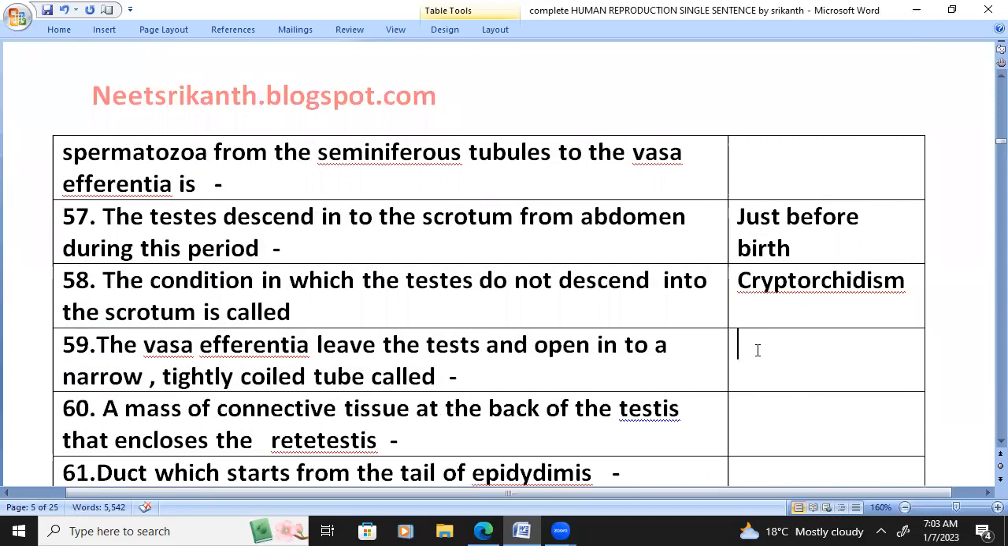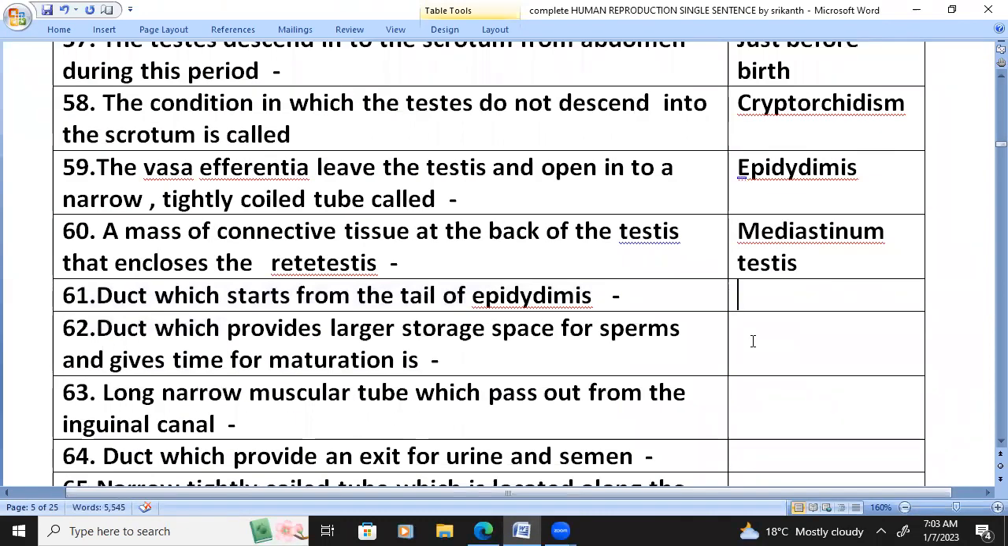The vasa efferentia leave the testis and open into a narrow, tightly coiled tube called epididymis. A mass of connective tissue at the back of the testis that encloses the rete testis is the mediastinum testis. Duct which starts from the tail of epididymis is vas deferens. Duct which provides larger storage space for sperms and gives time for maturation is epididymis.